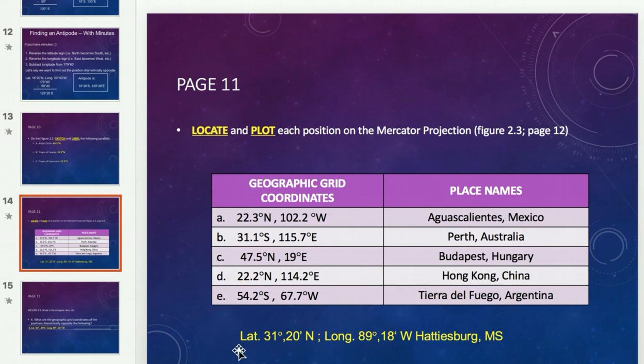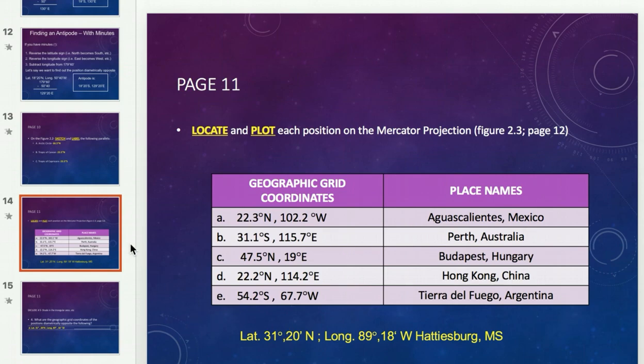So your latitude is going to stay the same, except it's going to turn into a south, and your longitude is going to turn to an east, but then you subtract 179 degrees and 60 minutes by 89 degrees and 18 minutes west. And your answer for that, your latitude is going to be the same, but your longitude is going to be 90 degrees, 42 minutes.